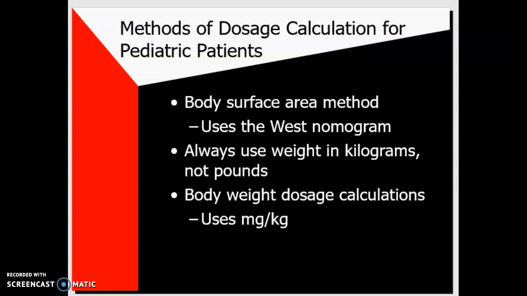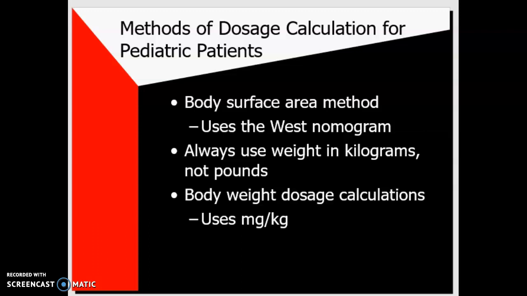There are some acceptable methods that are used. We can use the body surface area. Now, this may be used most frequently in specialty units like a burn unit, but the more common one you're going to see in the clinical setting is likely to be milligrams per kilogram. And even some medications will require this method for specialty areas.